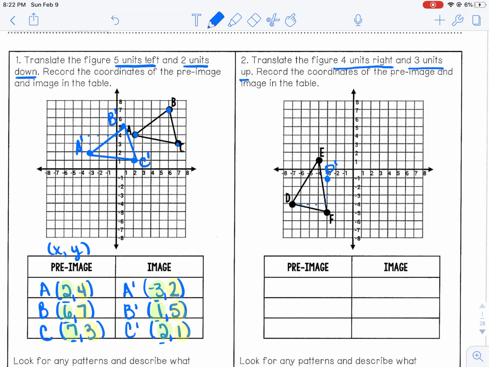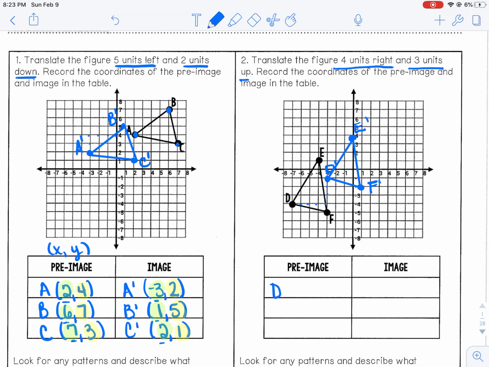Okay, 4 units to the right, 1, 2, 3, 4, 3 units up, 2, 3. There's E prime. Let me get it right on that point a little better. And then F prime, 1, 2, 3, 4. It'd be right there. So there's F prime, and let's go ahead and draw in our triangle. Okay. If we drew it correctly, our triangles should be the same shape, just in a different location.